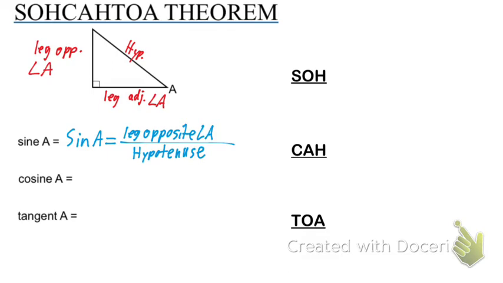Yes. Now I know. So it's the leg opposite angle A over the hypotenuse. You would take the measure of the leg opposite of angle A over the hypotenuse, and you would have that as your ratio for sine of angle A.